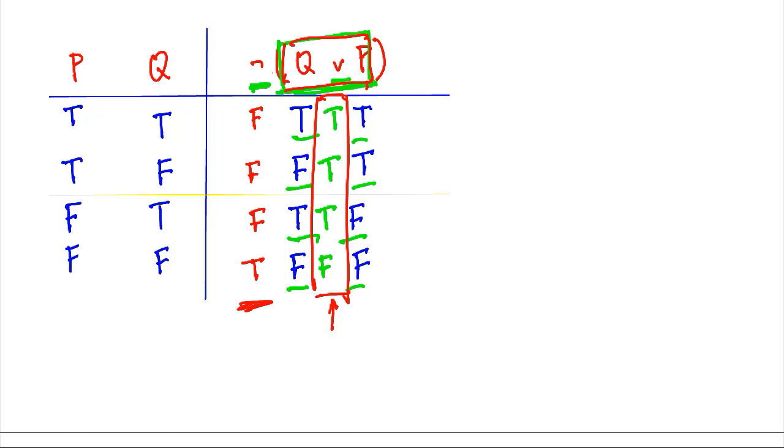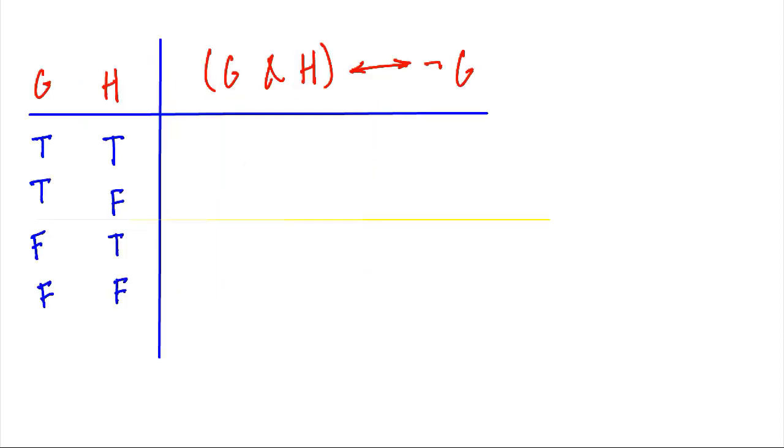Okay, so these are the truth values for the whole sentence, and so we figured out that this sentence is true when P is false and Q is false. In that situation, the whole sentence is true. Otherwise, for every other scenario, the sentence is going to be false. Okay, this is the last one I'll do in this video.